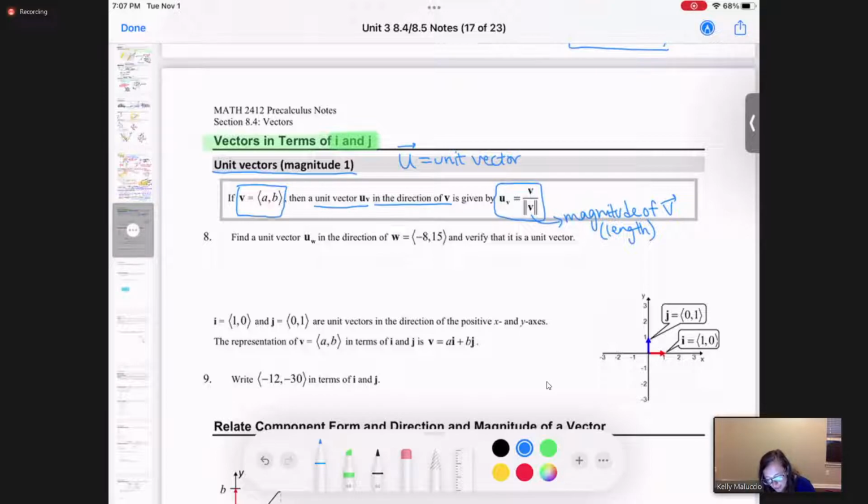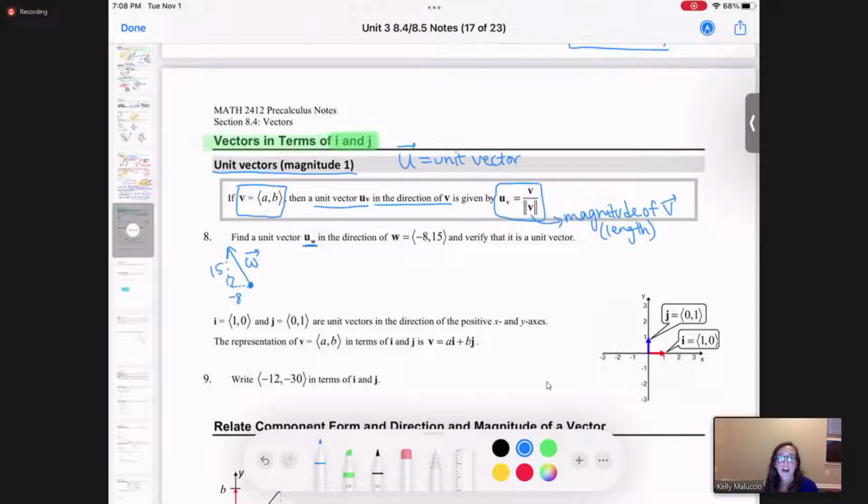Like in number 8, if we want to find u sub w, and w is (-8, 15), if I started at (0, 0) for w, negative 8 would be to the left, 15 would be up. So it would be something in this direction, and that would be w. I know it would go negative 8 this way, and 15 that way, so look at me forming this right triangle.